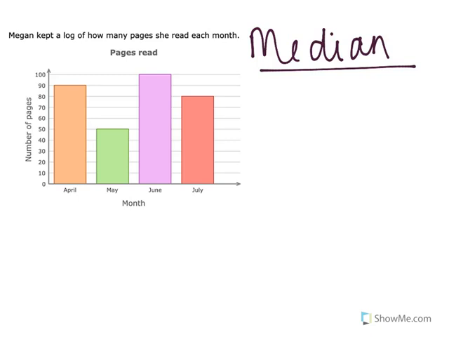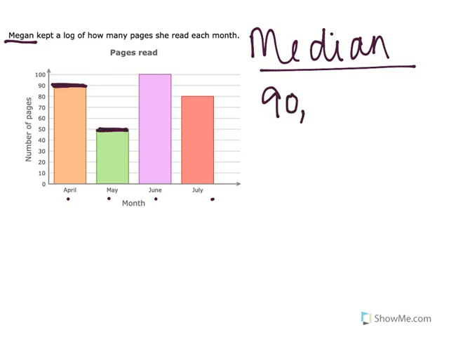In order for me to find the median or the middle number of this data set, I first need to find the individual pieces of data by analyzing the bar graph. So I know that I'm looking at the number of pages read by Megan during specific months. So I see that in April, based on the height of my bar, she read 90 pages.